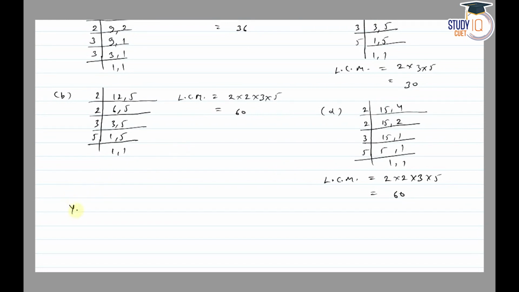So हम लिख सकते हैं: yes, in each case LCM of the given numbers is the product of these numbers.